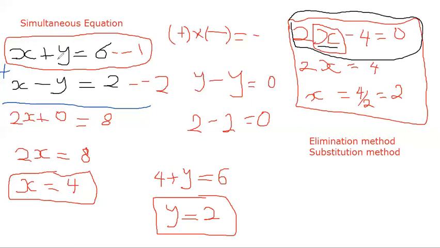So when we get the answer for x, we take it back to the equation. Equation 1, for example, I changed my x to 4 because I have the answer for x now. Then plus y is equals to 6. Then we find the answer for y. Is that clear? Do you understand that now? Beautiful. Let me take another question.